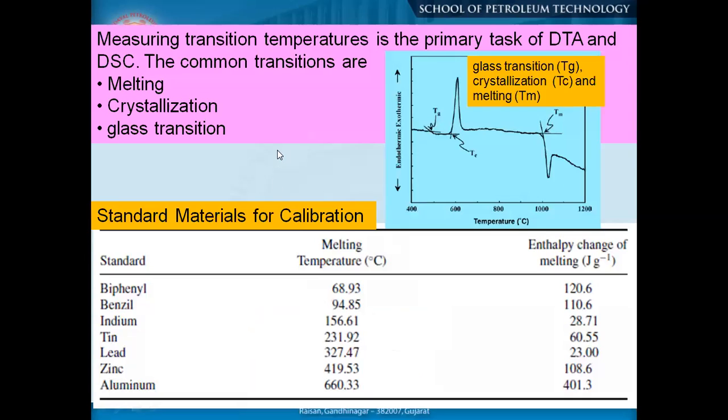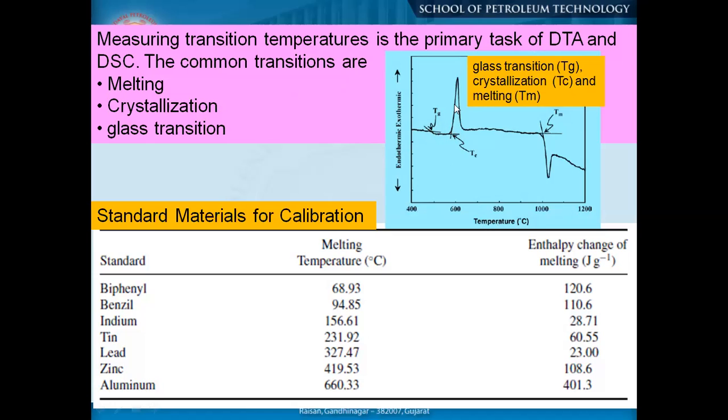So what we can do with the help of this DSC or DTA graph is understand when the material melts, when the material starts its crystallization, and we can also observe the glass transition. Measuring transition temperature is the primary task of DTA and DSC. The common transitions are melting, glass transition, and crystallization. If you observe this graph carefully, you have temperature versus endothermic and exothermic. You see there is a slight shift in the first line here, then it goes to a constant value.